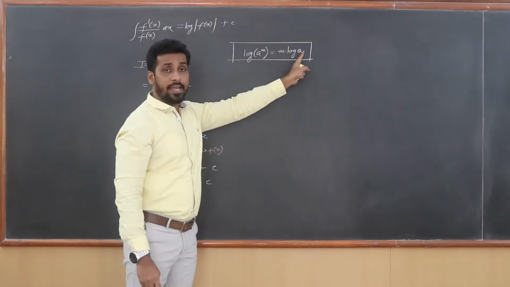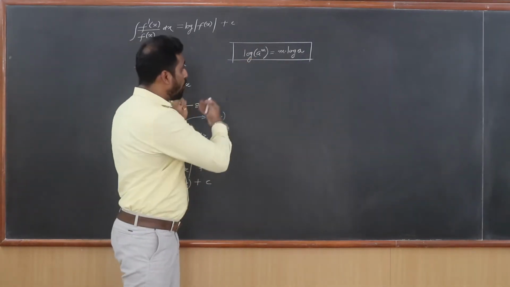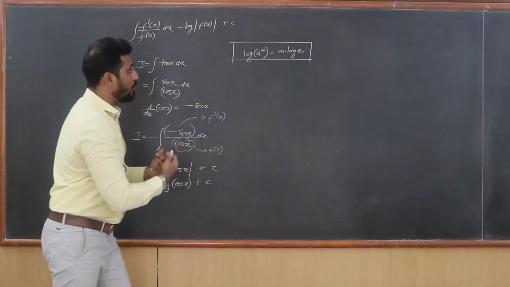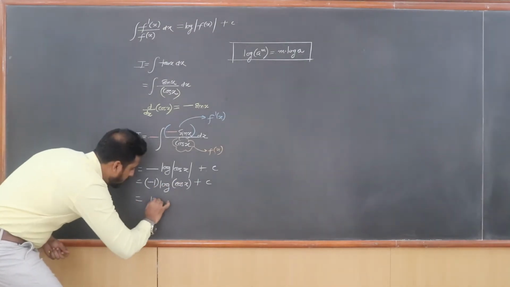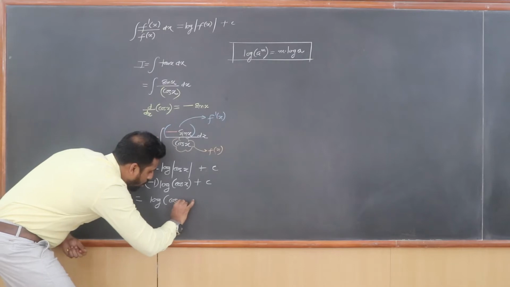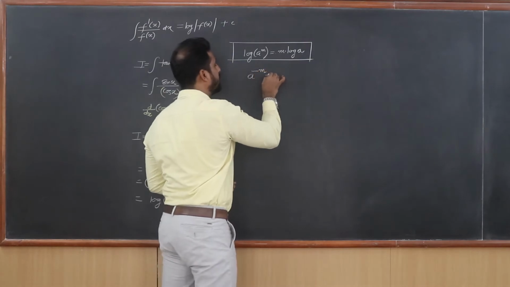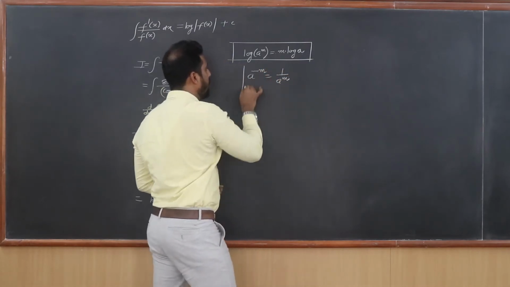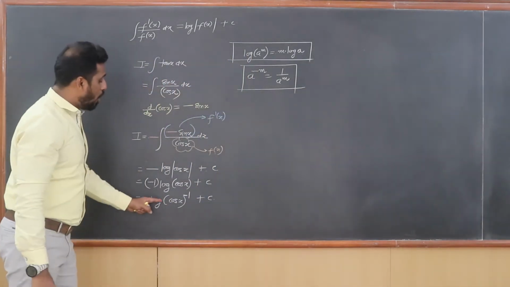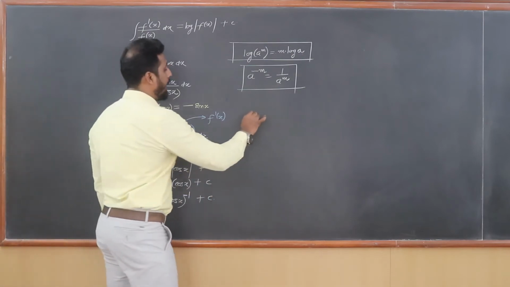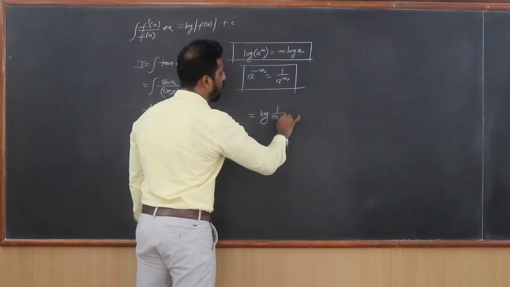So m log a will give us the answer log of a raised to m. The formula should be read from both sides. You can go from left to right as well as from right to left. So m log a is log of a raised to m. So minus 1 log of cos x can be written as log of cos x raised to minus 1 plus c. Do you also know that a raised to minus m becomes 1 upon a raised to m? This is a property that we have brought from the law of indices, isn't it? So log of cos x raised to minus 1 can be written as log of 1 upon cos x, isn't it?